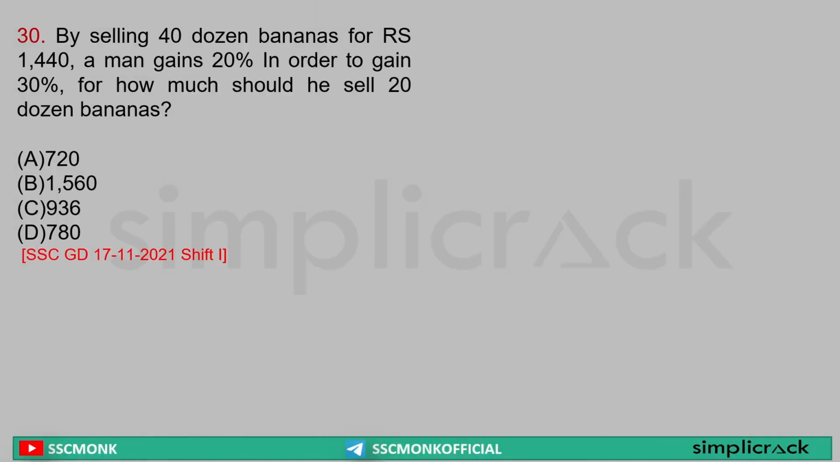Done. Next. By selling 40 dozen bananas for 1440, a man gains 20%. In order to gain 30%, for how much should he sell 20 dozen bananas? Very basic. Selling price of 40 dozen is equal to 1440. Clear? Now, 1 dozen bananas selling price will be 1440 by 40, 0 crossed out, 4 3s are 12, 4 6s are 24, that is 36 rupees.